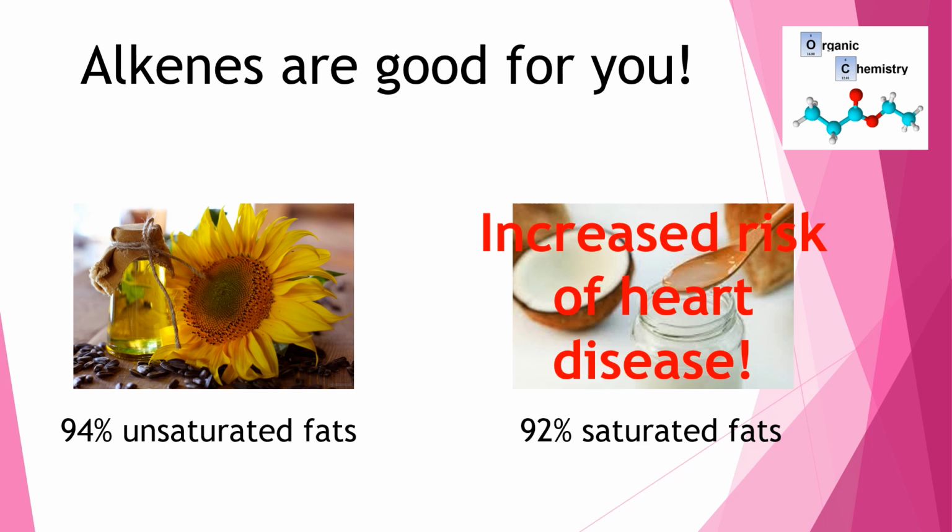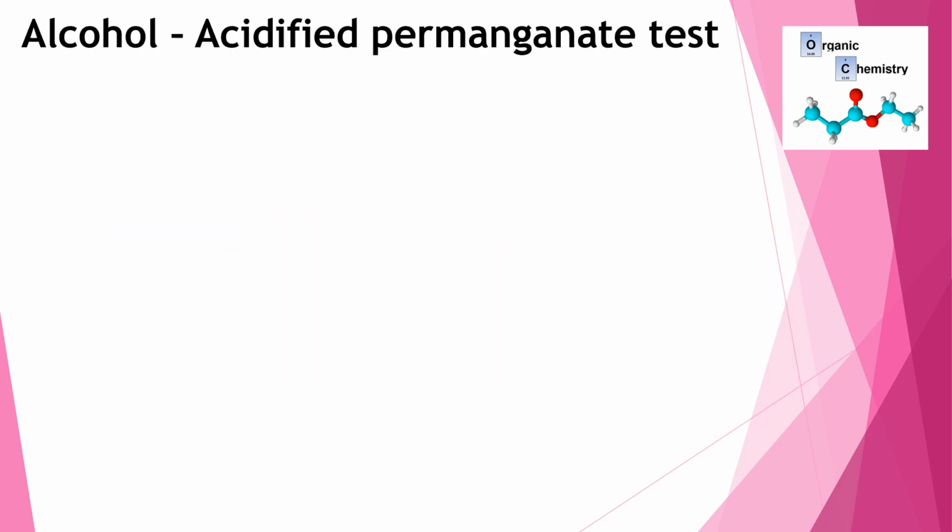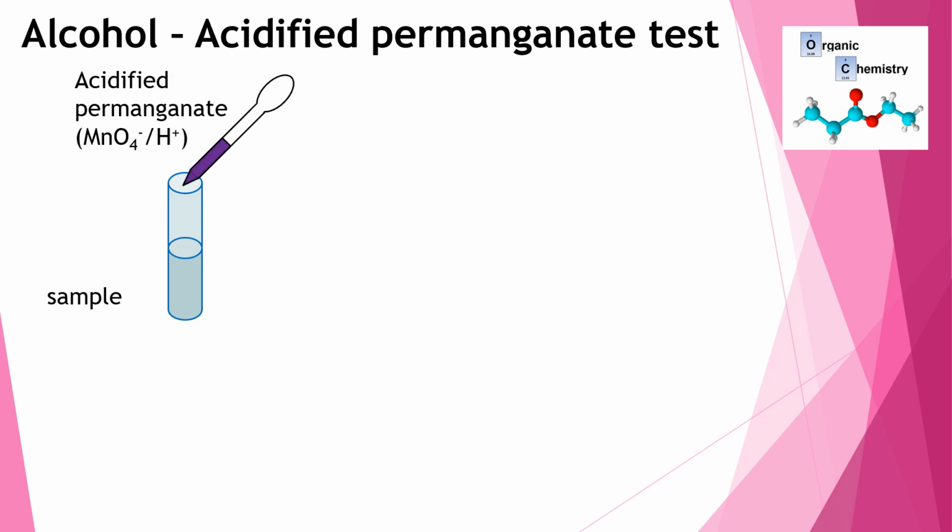Right, let's get back to our tests. Alcohol. Okay, so if I want to test the presence of an alcohol group, usually I use acidified permanganate test. Now this test is for either primary or secondary alcohols, but not for tertiary alcohols. So I take a sample, I add some acidified permanganate. So this time acidified permanganate is permanganate that has some acid that's been added to it. So that's what the slash with the H plus means. That means acid has been added to the permanganate, and that facilitates the reaction.